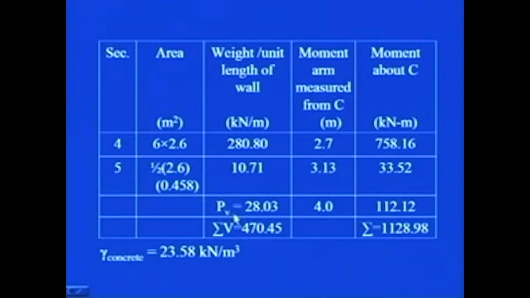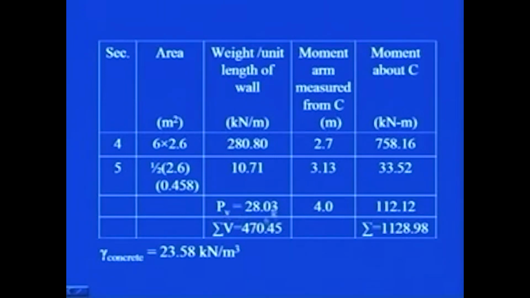Then this PV we have found out, that is the vertical component of active force, worked out to be 28.03 kilonewton per meter, and this will be acting at a lever arm equal to the base width of the slab, which is 4 meter in our case. Multiply these two values and you will get here this moment about C due to this vertical component of active force.